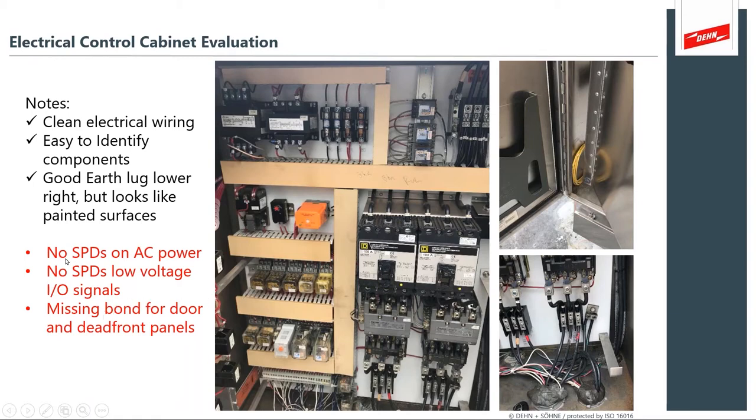But here's a couple of red flags. No SPDs are identified on the AC power. There are no SPDs identified on the low voltage IO control signals. And further, you can see in this upper right image here, there's a missing bond connection to these dead front panels and these doors. And this is important because if there is actually a fault on these electrical systems, that door can remain energized, which is a huge safety concern. And you also have that trouble with equipotential bonding. If it's not bonded and there's a surge, that door essentially sits at a different potential. And now you'll have a voltage, and now you'll have surge currents wanting to flow through the hinge, and you'll get that terrible arky sparky that is a source of ignition, and it's also a source of damage.